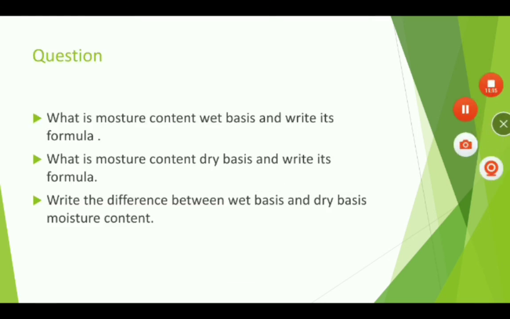Then the third difference is that wet basis moisture content is commonly used. Whenever in the food industry the word moisture content is used, that means the wet basis moisture content, while the dry basis moisture content is used during drying operations. So this is the important difference. There is also a difference in the formula. You can mention the formula in the difference also.